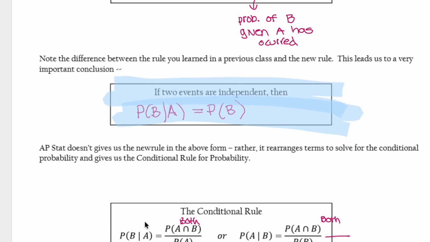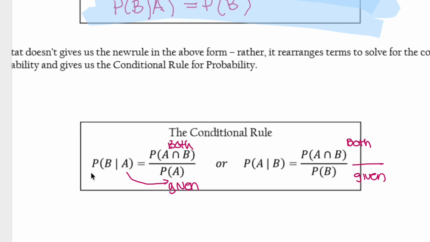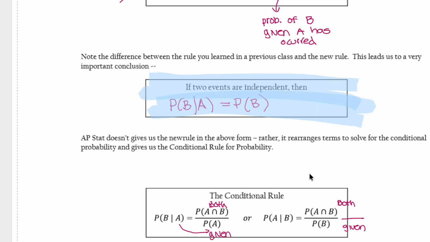And AP Stats doesn't give us the new rule in the above form. Rather, it arranges terms to solve for the conditional probability and gives us the conditional rule for probability. And this is our conditional rule. The probability of B given A is equal to the probability of A and B, which is the both, divided by the probability of A. And the probability of A given B is equal to the probability of A and B divided by the probability of B. So you always use the both probability divided by the given. In here, the given is A, so we divide by the probability of A. In here, the given probability is B, so we divide by the probability of B. So that's what we're doing.